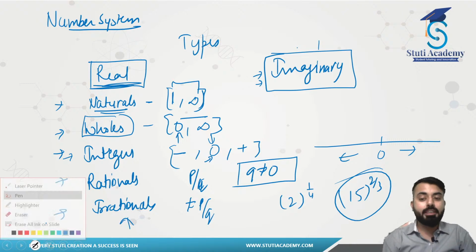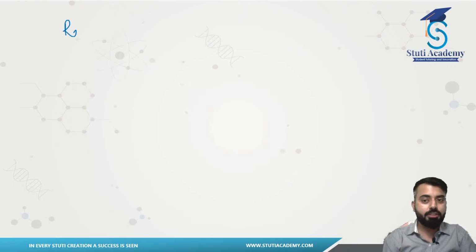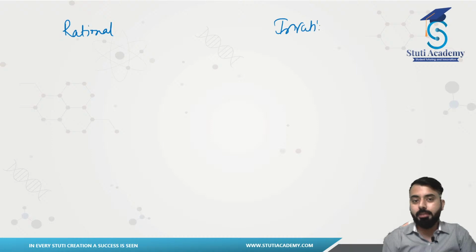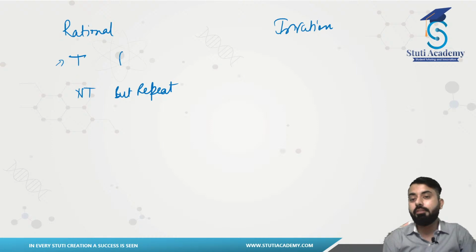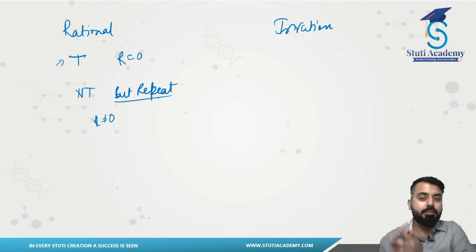And you guys later understood the basic difference between your rationals and irrationals, right? So you guys remember, these were either terminating or non-terminating but repeating, right? They had their decimal expansion. Either terminating, that means they were giving me a remainder which was 0, or they were not giving me a remainder which was 0, but they were having decimal places repeating themselves.